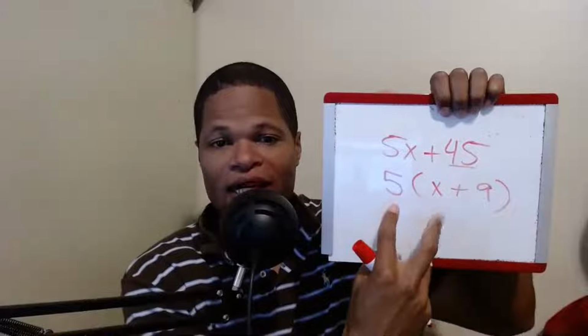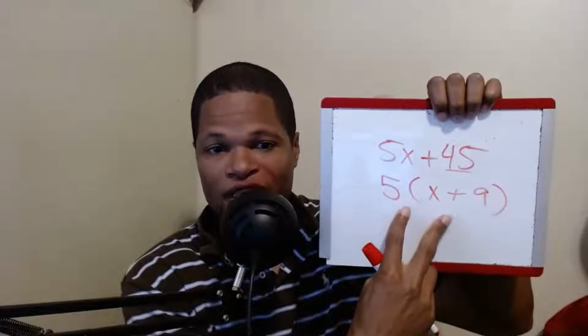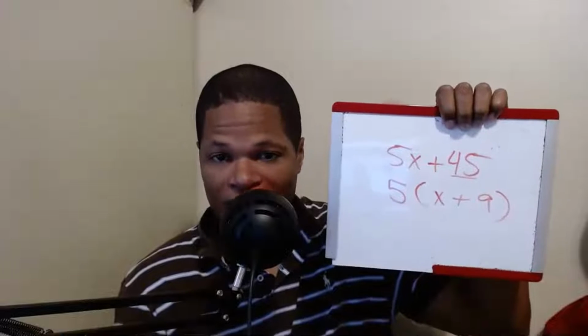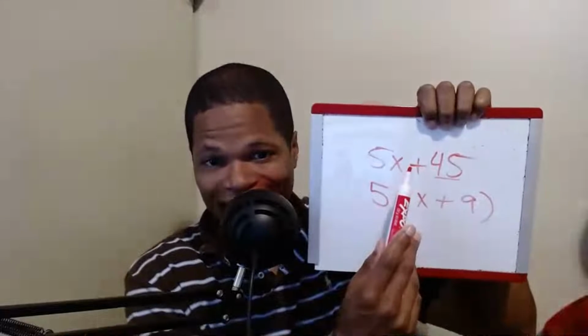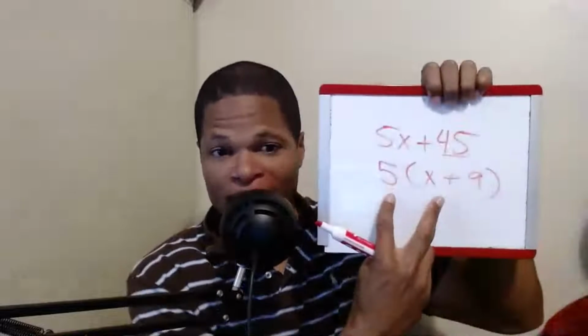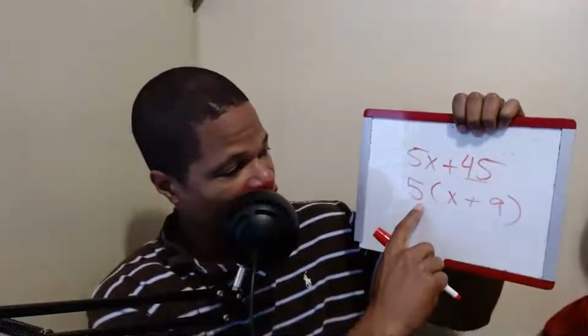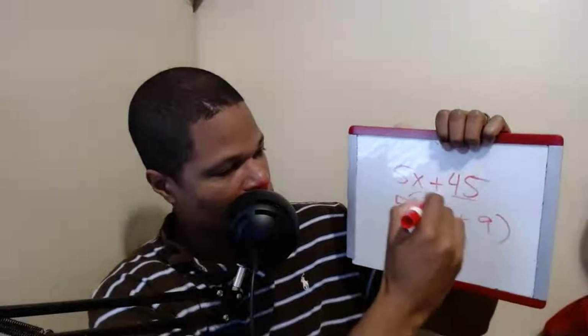If I were to actually multiply these back times each other, I'm going to get 5x plus 45 when I'm done. That's how I know I factored it. You can always check factoring by multiplying your factors and seeing if you go back to what you had. I'll say it again. You can always check your factors by multiplying them back together and seeing if you get what you originally had.